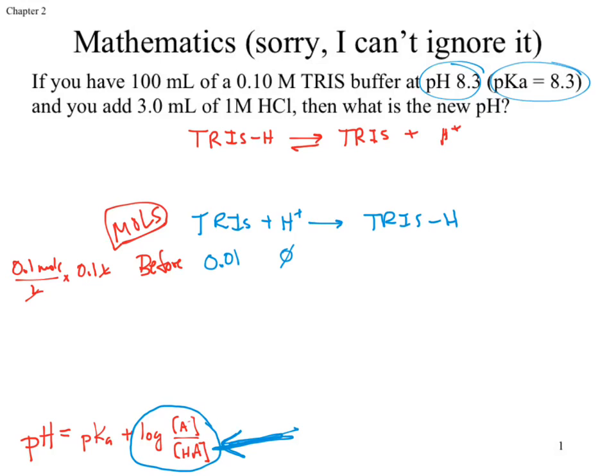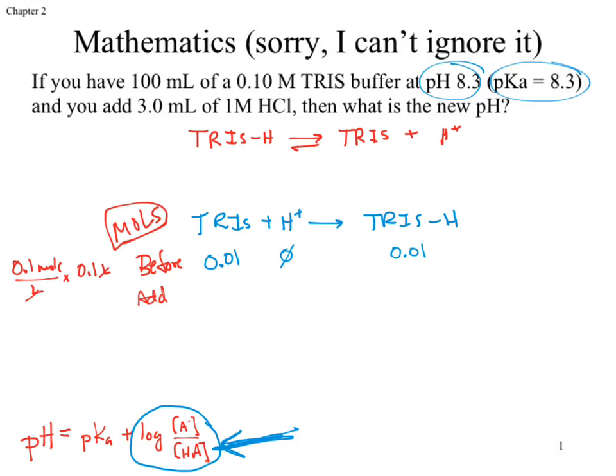Your base and your acid have to be equal to each other, so that we know if our Tris is 0.01, what's our Tris H? It's going to be 0.01 as well. Then we follow this up with the addition of our strong acid.